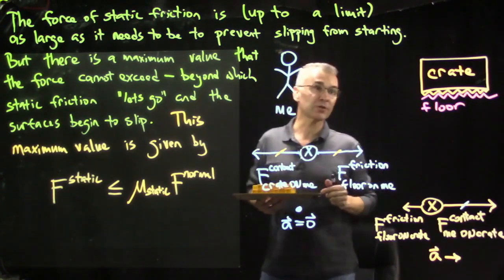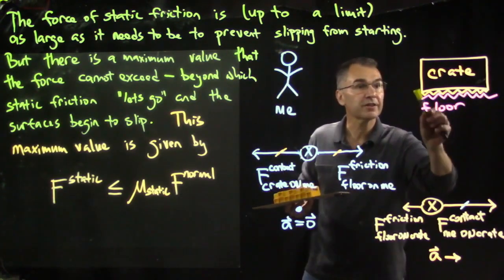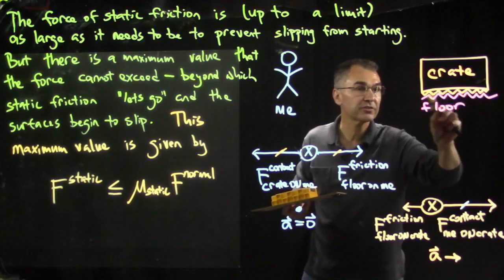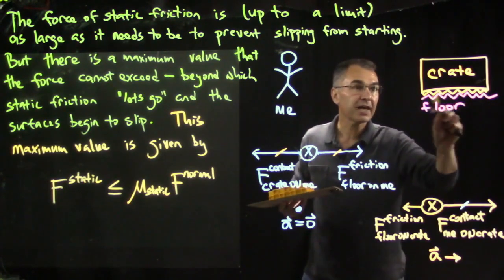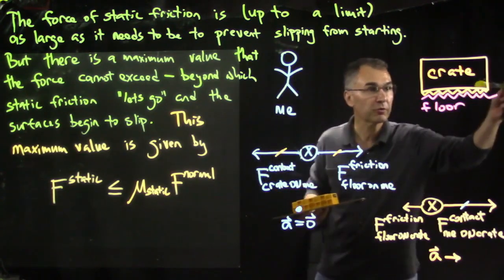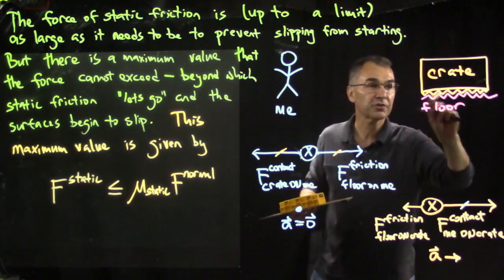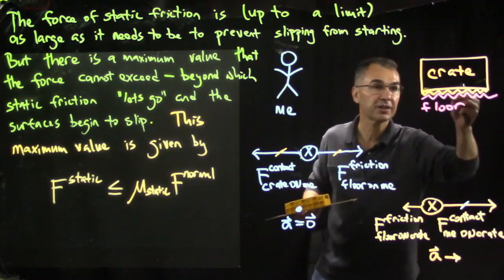My kind of crude mental model for that is you can imagine that the surface of the floor and the surface of the crate are kind of like little grooved surfaces. You imagine the edge of a gear or a little tooth pattern. You can imagine this little groove pattern will prevent relative motion if you just try to push a little bit, but if you push hard enough, then you can get the crate and the floor to move past each other, because you're pushing hard enough to get over these little grooves.